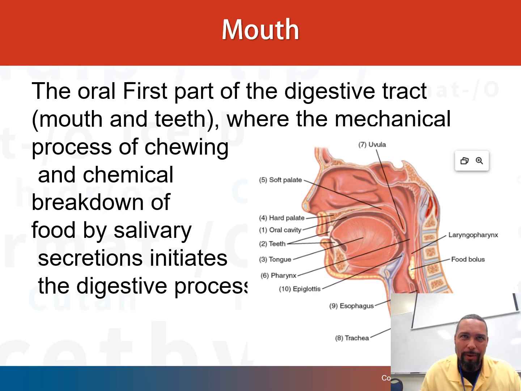Hard and soft palates. The two structures forming the roof of the mouth are the hard palate, which in this picture I believe is number 4, and the soft palate, which is on the posterior portion of the mouth, and I believe it's number 5 on that slide. The entire oral cavity, like the rest of the GI tract, is lined with mucous membrane. Make sure you keep that in mind.